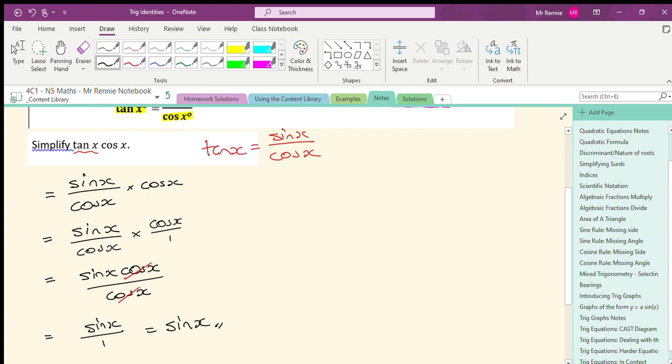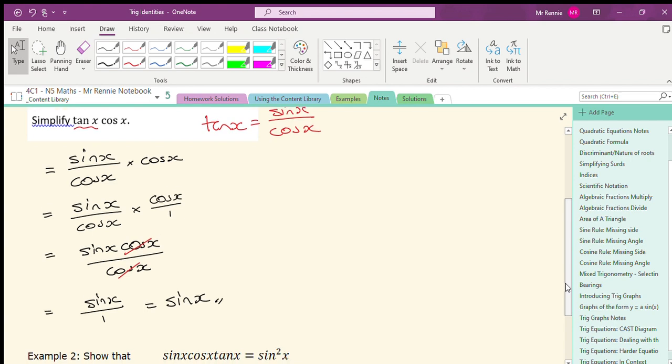So there's an example of when I used the rule to change the tan, and then I had to work out how to combine my answer and simplify it, and what I'm left with is the expression sine x. So this is the first example that's in your notes. I'm going to ask you to make sure you copy that down, so pause this video at this point if you haven't done so.